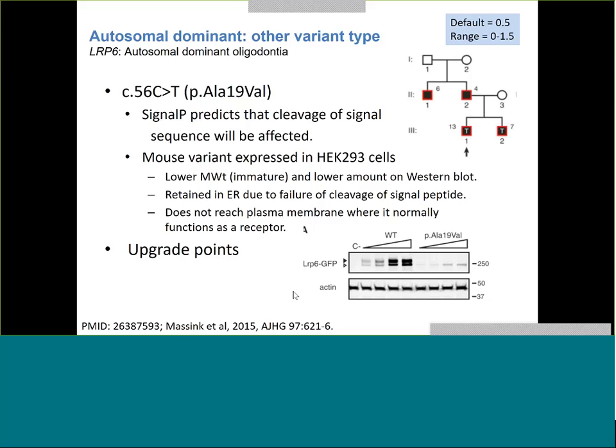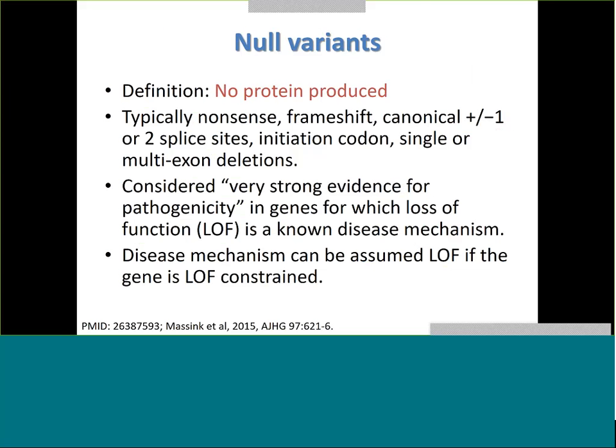Okay. All right. So those were all the examples that we had for autosomal dominant, sort of other variant type, mainly being missense. So moving on to null variants. So here, when we're thinking about null variants, we're basically thinking about variants where no protein is produced. So of course, these are typically nonsense, frameshift, canonical +1, -1 or 2 splice sites, initiator codon, single or multi-exon deletions.